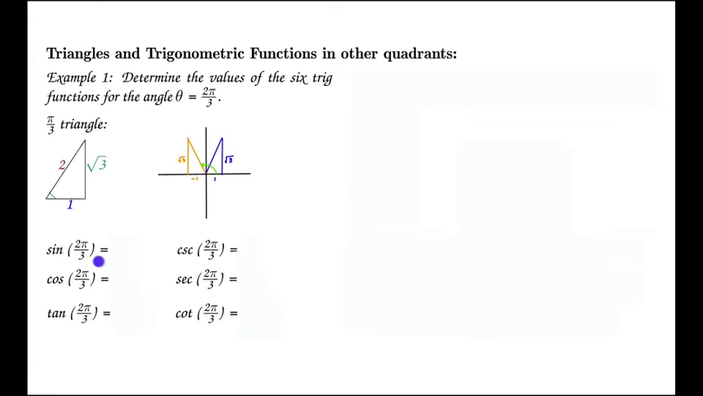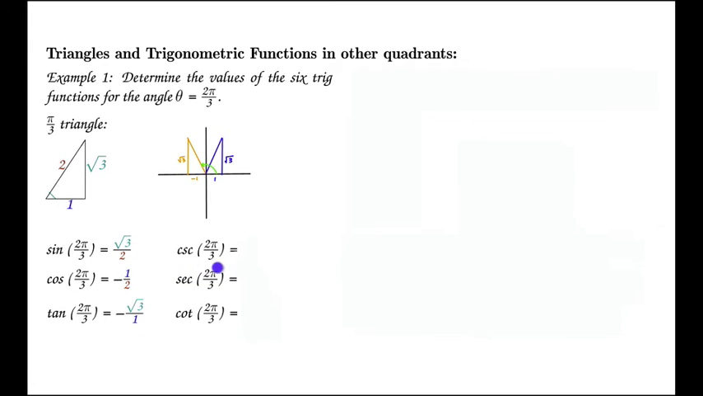Sine is opposite over hypotenuse, so reading off of our orange triangle, we get root 3 over 2. Cosine is adjacent over hypotenuse. Notice for the orange triangle, because we're in the second quadrant, the adjacent side becomes negative because we're on the negative x-axis. So we'll have minus 1 over 2. The tangent is opposite over adjacent. So we have minus root 3 over 1, which we could write as just minus root 3.